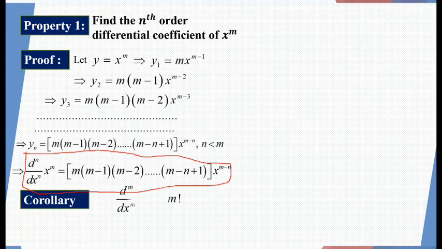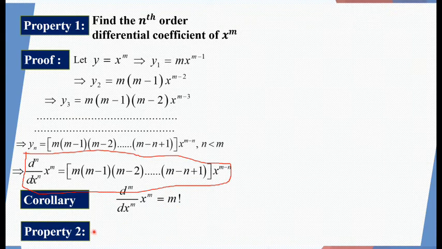Here there is a corollary. If m and n are both equal, then the mth derivative of x raised to power m is equal to m factorial. On replacing n with m, we get m into m minus 1, m minus 2, down to 3, 2, 1, and x raised to power 0, which equals 1. So this is m factorial.